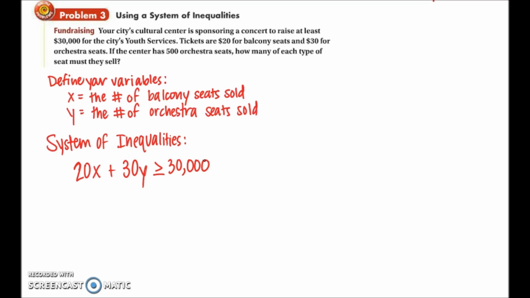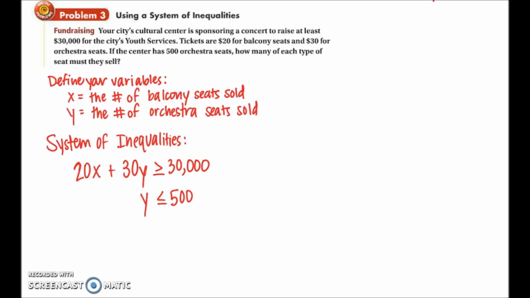And the other inequality that we're going to have is y is less than or equal to 500, because y stands for the number of orchestra seats, and they told us that the center only has 500 of those. So we have to have y is less than or equal to 500.